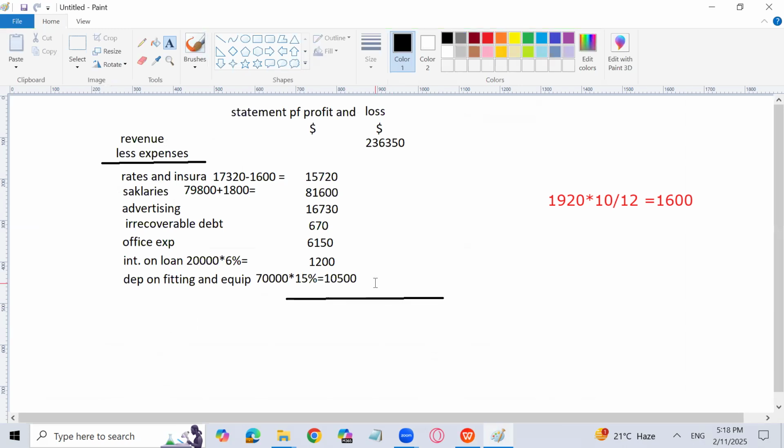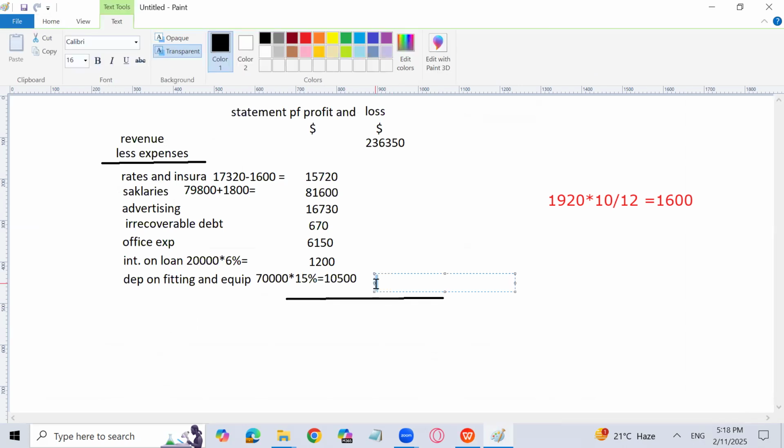Now you can easily assess and believe how easy it is to solve these questions. That is quite simple. So what are the total expenses?